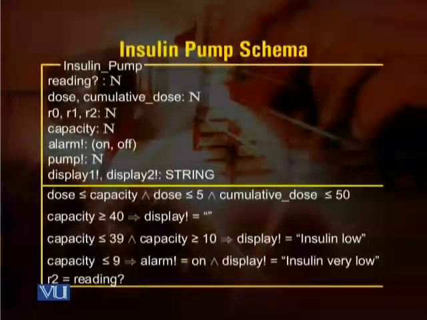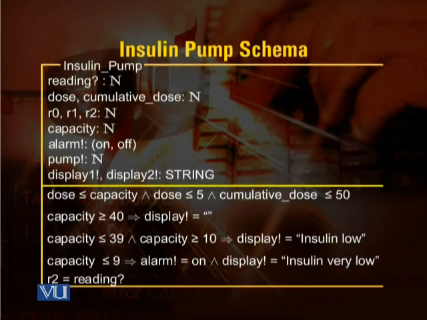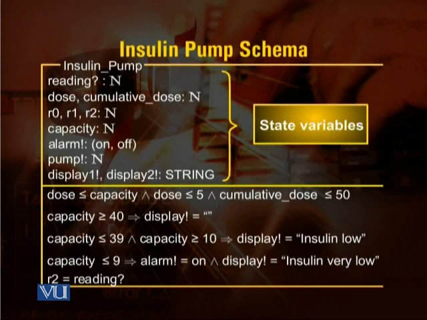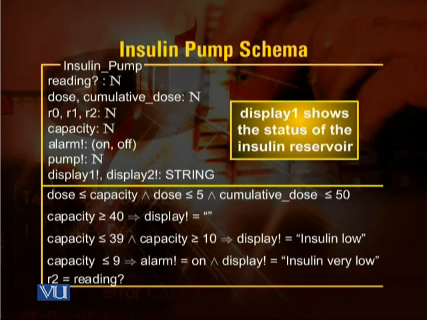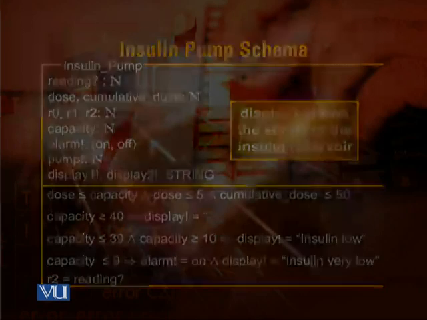The last predicate is R2 is equal to reading. This basically says that the latest reading of the sensor is stored in this variable R2. So we have this set of predicates. So the first part of the schema, as we already know, those were the state variables that define the state space. The first predicate is the schema invariant, and then display 1 shows the status of the insulin reservoir, and so on and so forth. Now let us look at the dosage computation.